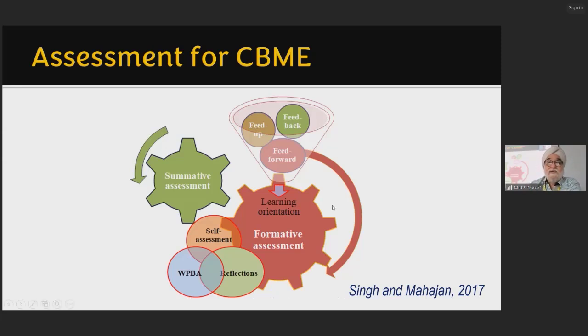Now, you would also notice self-assessment, and this is one of the key factors. If you want to use scientific terminology, this is called metacognition, meaning how you learn. So self-assessment and reflection are two things which are very important for formative assessment.